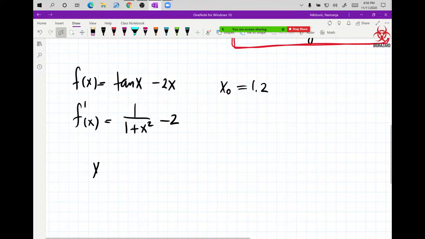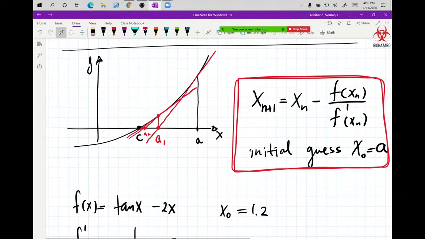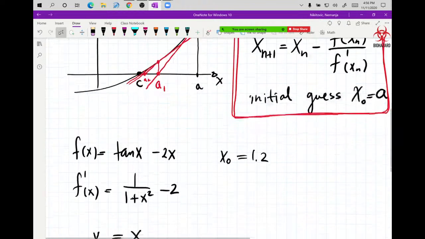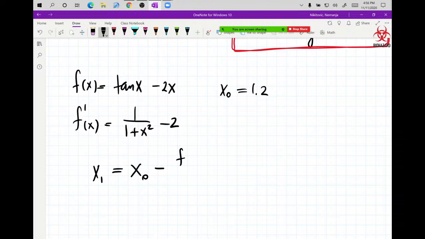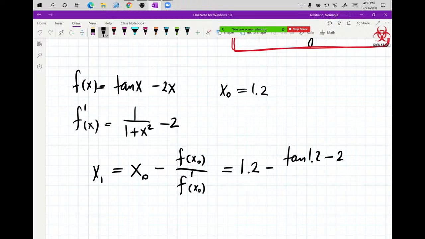So what is my x1? x1 is x0. You see how this is like one more than all others. So when this is 1, all others are 0. When this is 2, all others are 1. So that's how you compute this. Because now I'm going to use my x0s to compute everything, which is 1.2 minus tangent 1.2 minus 2 times 1.2 divided by 1 over 1 plus 1.2 squared minus 2.